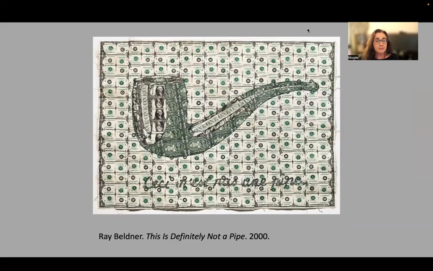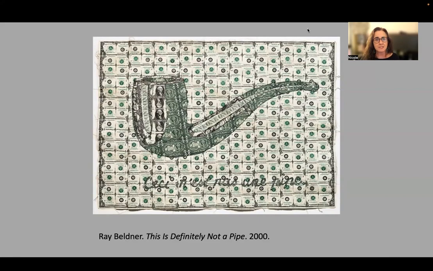California artist Ray Beldner even further complicated the relationship between art and reality when he created this reproduction of the Magritte using sewn US dollar bills. Real US dollar bills, y'all. So the title of this one, this is definitely not a pipe, right? So one step further removed from pipeness than the Magritte was. It's a reproduction of that painting, but the medium of money has to play a role in how we understand this painting, what we understand it to mean.